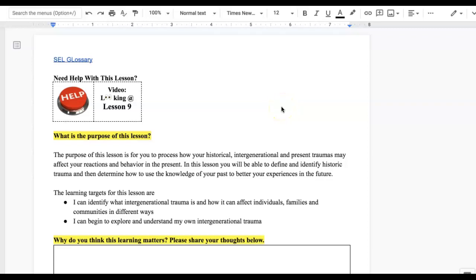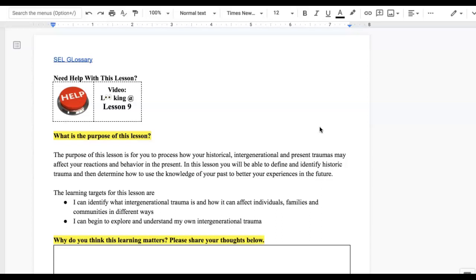Now we'll do lesson 9 in the SEL curriculum. What is the purpose of this lesson? The purpose of this lesson is for you to process how your historical and intergenerational trauma may affect your reactions and behaviors in the present. In this lesson, you will be able to define and identify historical trauma, and then determine how to use the knowledge of your past to better your experiences in the future.